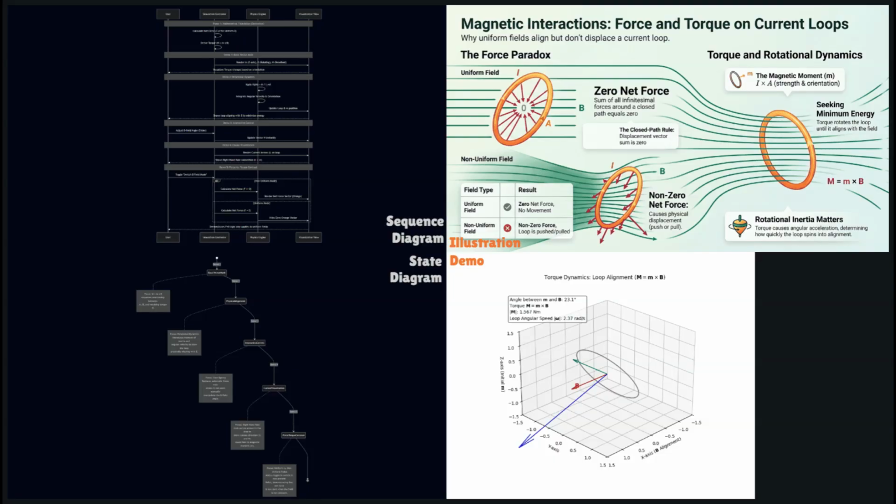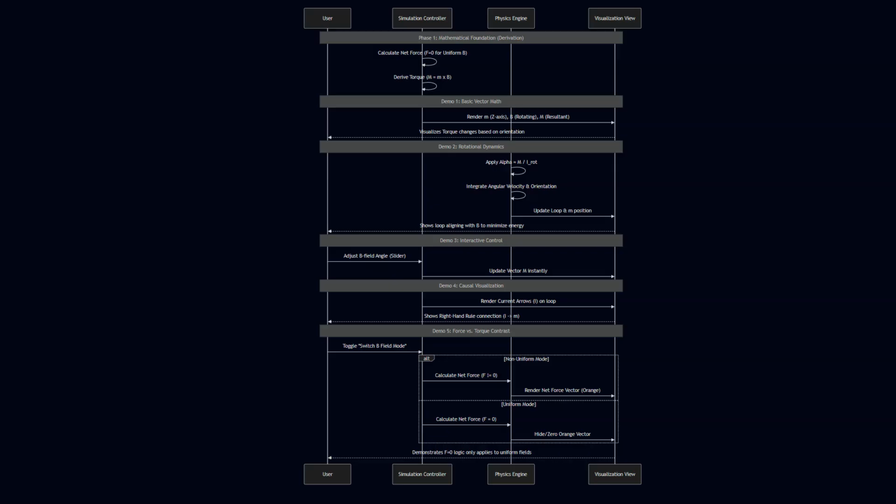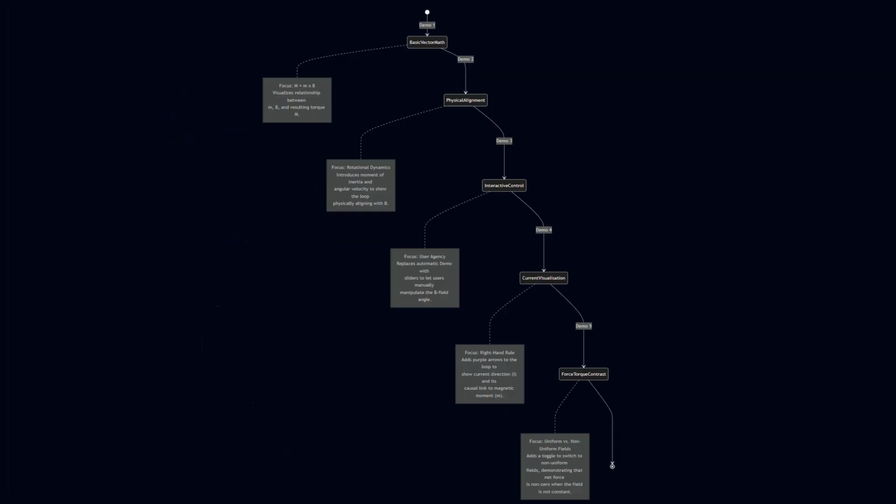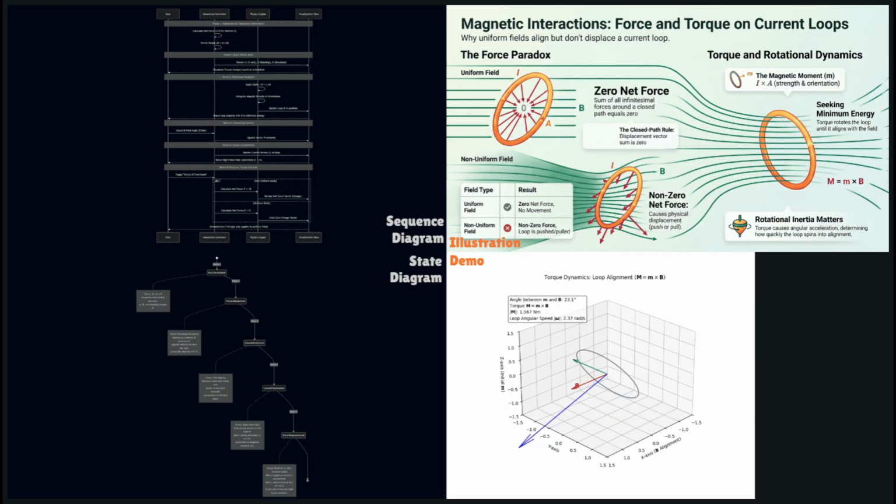This diagram further details the transition into user agency, where the static equations of the derivation sheet are handed over to the viewer. By incorporating sliders and buttons, the sequence ensures that the mathematical relationship between the field and the loop is no longer a fixed answer but a dynamic discovery made through real-time interaction.